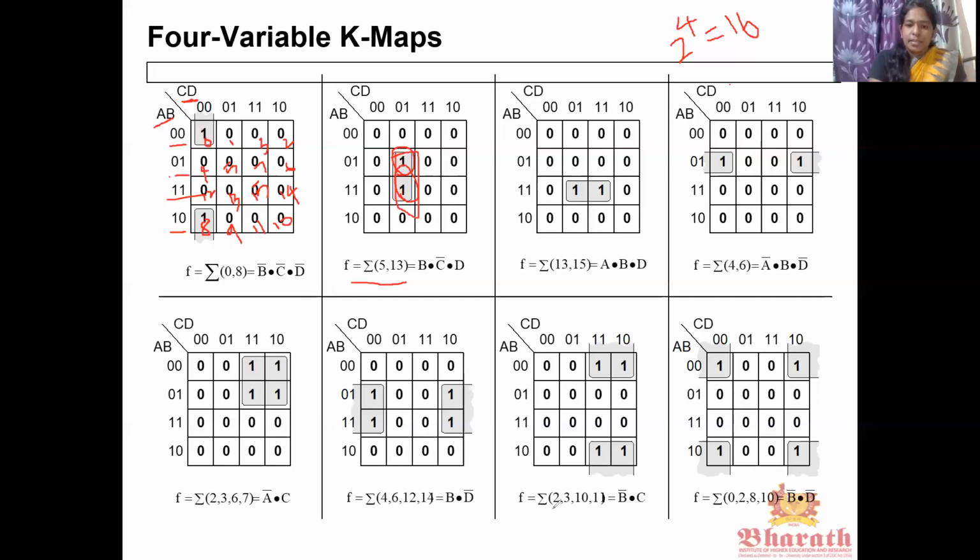Then some other example. 4, 6, 12, 14. So 4, 6, 12, then 14. Just mark the number inside the cells. Then only it will be easy for you to map the numbers. After this, we have to group. You all know grouping.